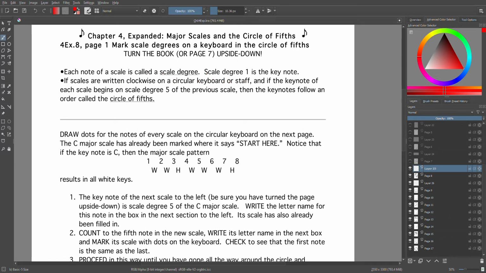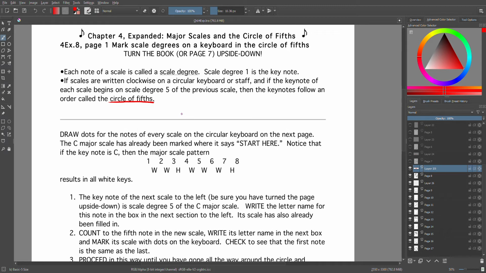Now, we're going to start introducing you to what's called the circle of fifths, and it's going to be your best friend when figuring out key signatures, which will come later. If scales are written clockwise on a circular keyboard or staff, and if the keynote of each scale begins on scale degree 5 of the previous scale, then the keynotes follow what's called the order of the circle of fifths. It's like the Knights of the Round Table, but music.